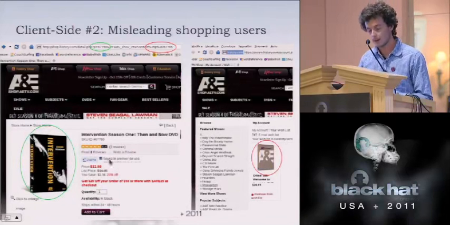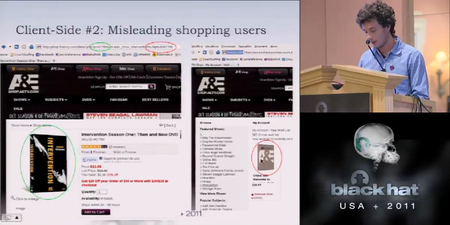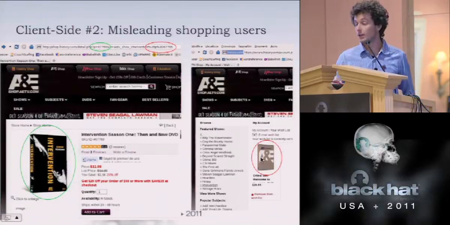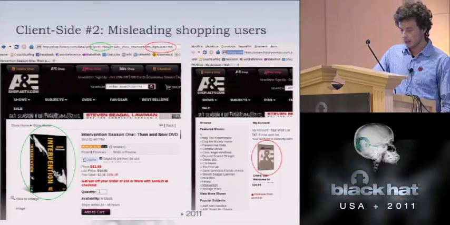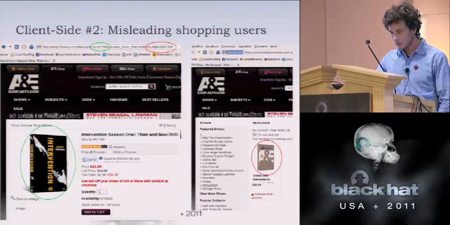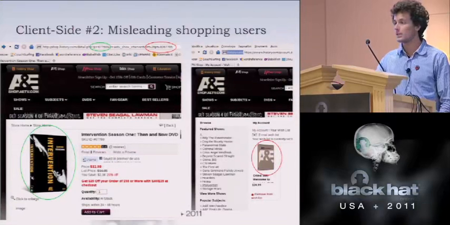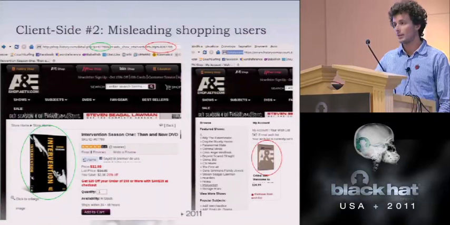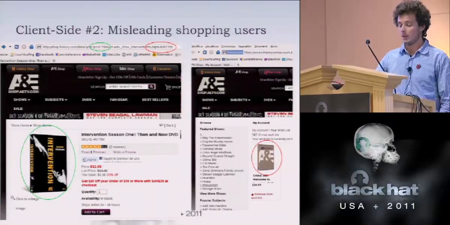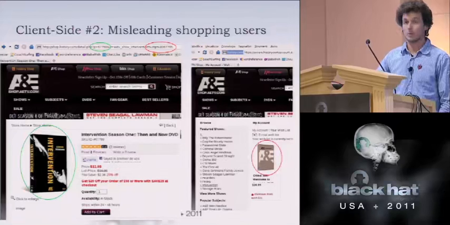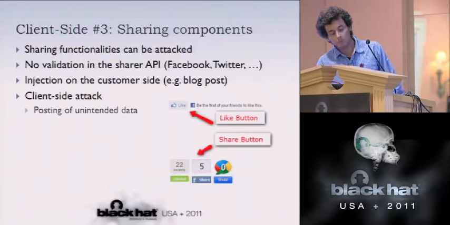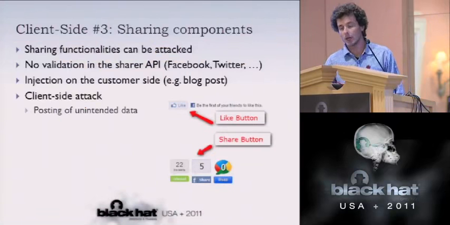So instead of buying intervention season 1, you end up buying something else. This is an example of how an e-commerce site can be manipulated to force its victims to buy something different. The attacker can spam a lot of trigger URLs that trigger this vulnerability, and make the user buy their own product, the product of the attacker.